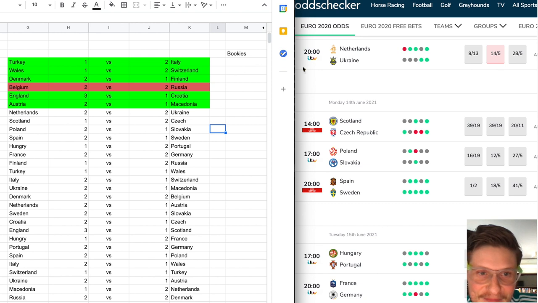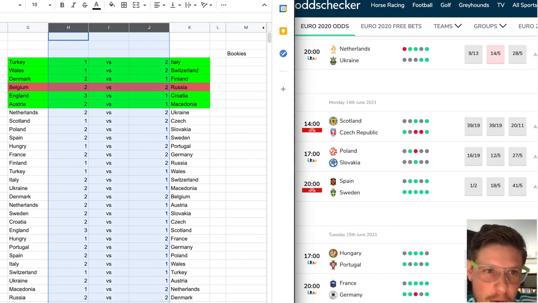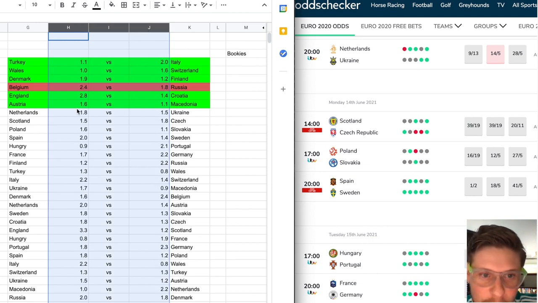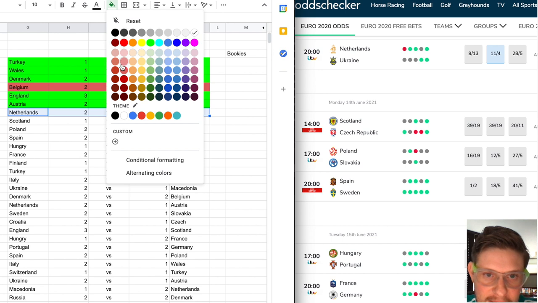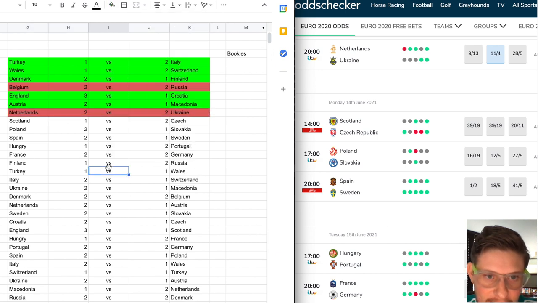So, Netherlands versus Ukraine. Again, they are favoring the Dutch. We have a 2-2, and like I said, if we have a quick little cheeky look, we'll see. Yeah, the Netherlands 1.8 to the Ukrainians 1.5. That means they just made it a little bit else, and they would have been down to one. But we're going to stick with our model. Our model is different to the results, so we are going to color this in that ugly red color over there.